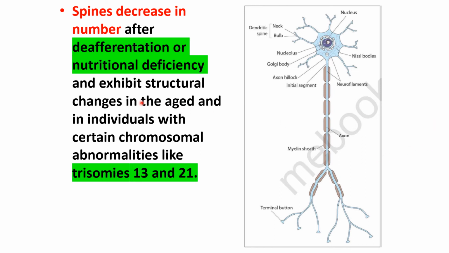So in which condition does the spine decrease in number? Spines decrease in number after deafferentation or nutritional deficiency. In that condition, structural changes occur in the aged and in individuals with certain chromosomal abnormalities like trisomies 13 and 21.